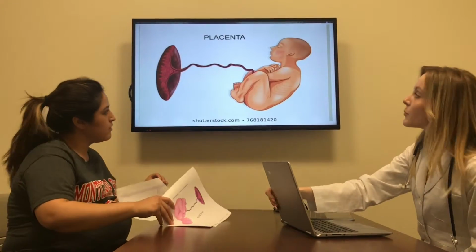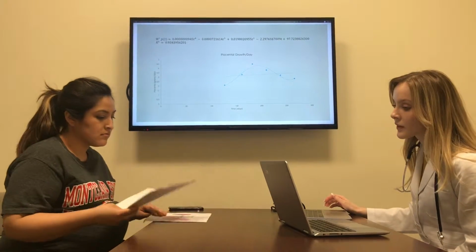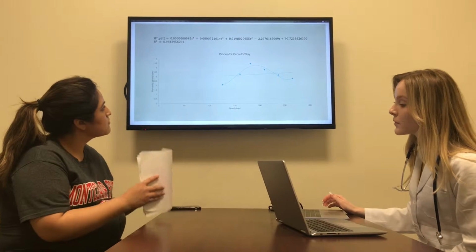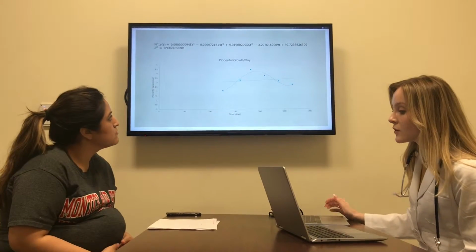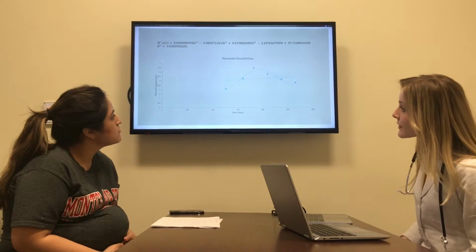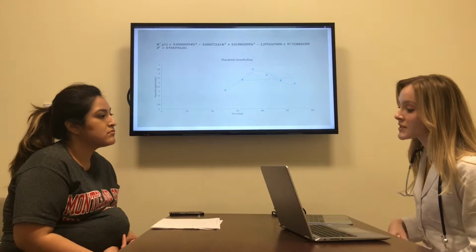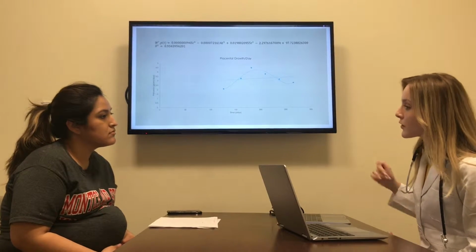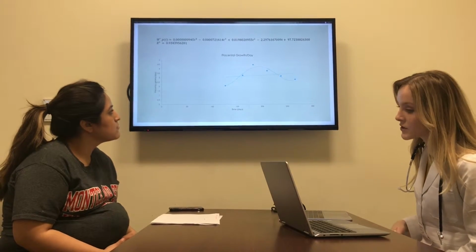Now we're going to talk about the placental growth. This figure represents the growth of the placenta in grams per day. It represents the growth of the placenta as a function of time. It represents how fast the placenta is growing at a particular time, which means it is the instantaneous rate of change.